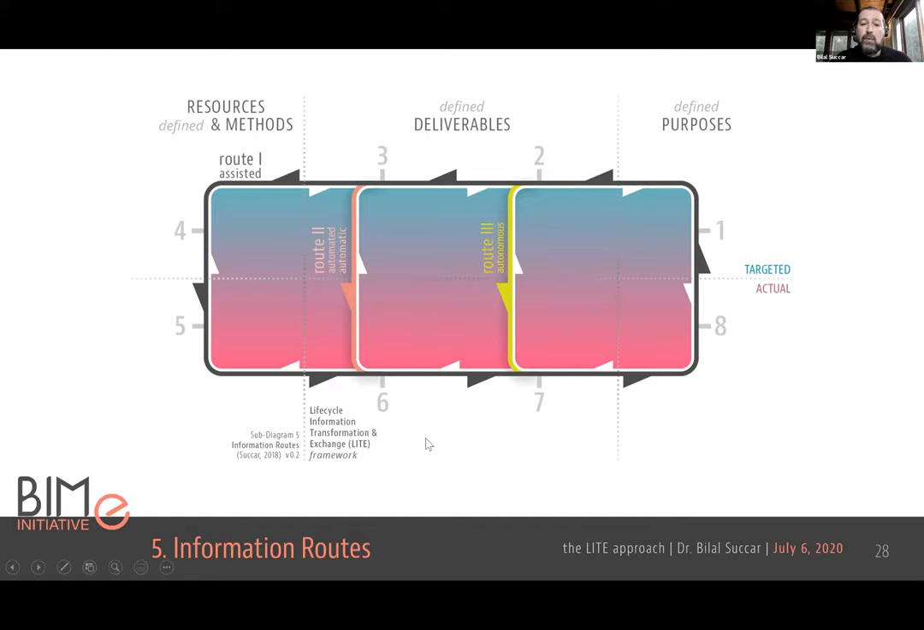In that case, we don't need digital deliverables. We don't need them to be targeted. We don't need them to be delivered. We don't need to define the resources and methods because the autonomous player, that very smart robot, which is coming to help us, not to kill us, will be able to do this autonomously. And this is very important. This is not far off.